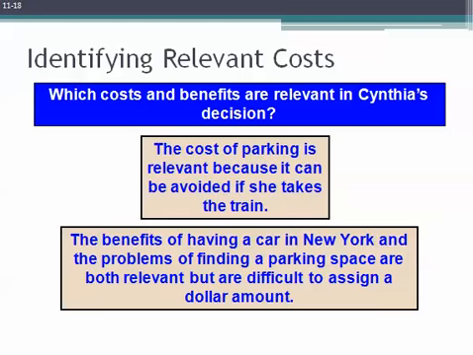Moving on, the cost of parking is relevant because if we take the train, we don't incur the cost. The benefits of having a car in New York, that would be relevant, as are the hassles of finding a parking space in the city. But because both of them are difficult to assign a dollar amount to, we often exclude those from our cost-benefit analysis. And that's a shortcoming of our cost-benefit analysis. We either have to assign estimated values or we'll exclude items that we have a difficult time assigning a value to.